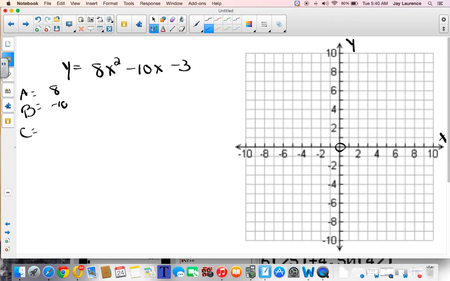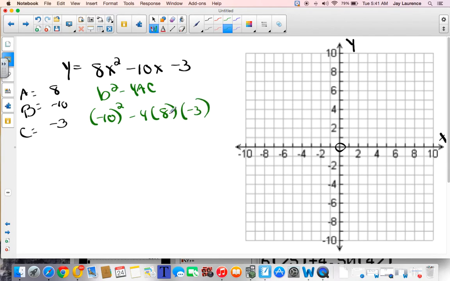Easy as 8, negative 10, negative 3. All right, so going for the discriminant, right? B squared minus 4AC. So it'll be negative 10. Remember, Joey, use those parentheses. Minus 4 times A. And then C is negative 3. So this will be 100 plus, see, 96, I think, right? 32 times 3. Yeah, 96, which means my discriminant is 196.